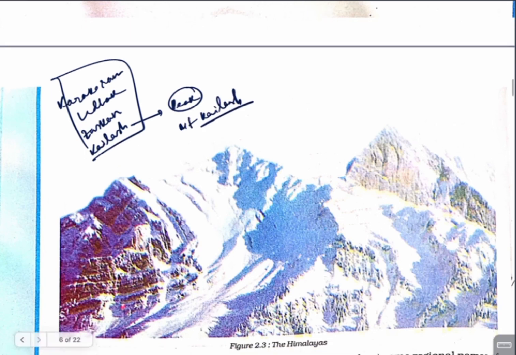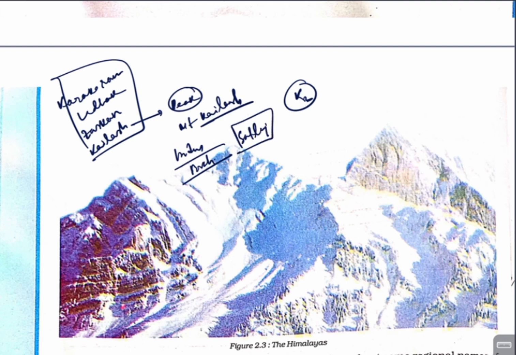There are three glaciers: the Siachen glacier, the Baltoro glacier. The second highest peak of the Trans Himalaya is K2. Three main important rivers of India pass through the Greater Himalaya: Indus, Brahmaputra, and Satluj. We'll see about all the rivers in the upcoming chapter, which is called Drainage System of India.